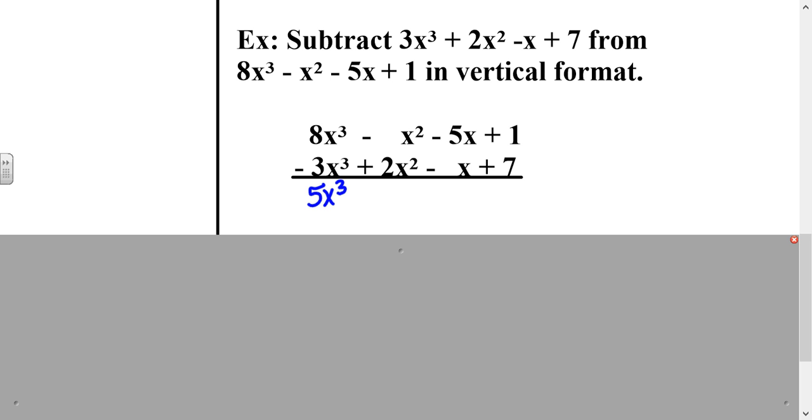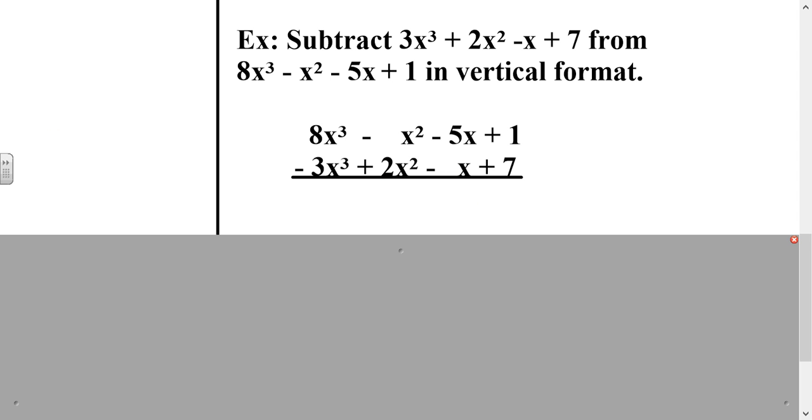And then this counts as a 1. So negative 1x squared minus 2x squared would be negative 3x squared. And then this one counts as a 1 also. So negative 5 minus negative 1. So if I take negative 5 minus negative 1, I'm really adding. So that's why it's important to pay attention to your signs. So then I would get negative 4x. And then I have 1 minus 7, which would be negative 6. So that would be our answer in standard form.